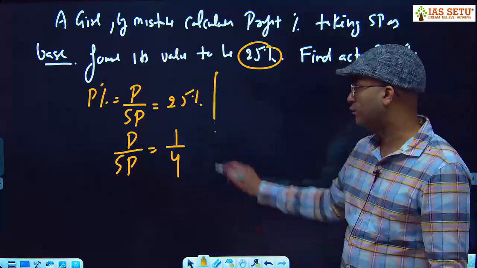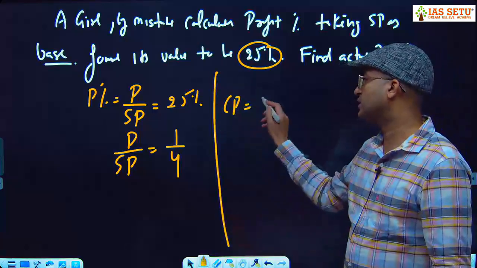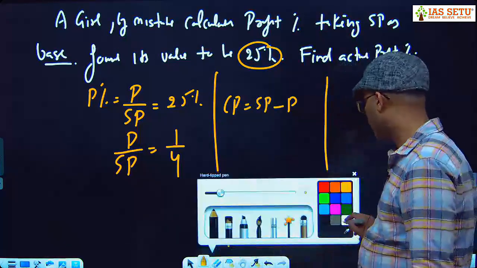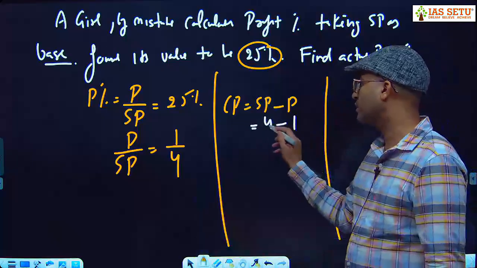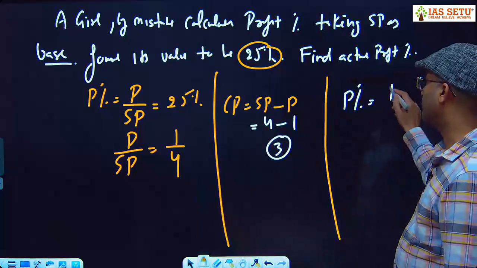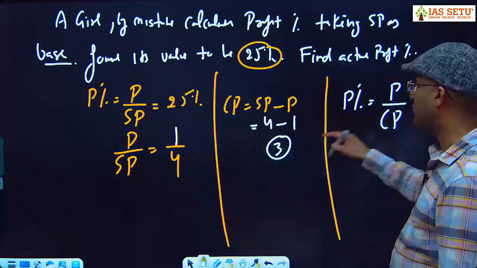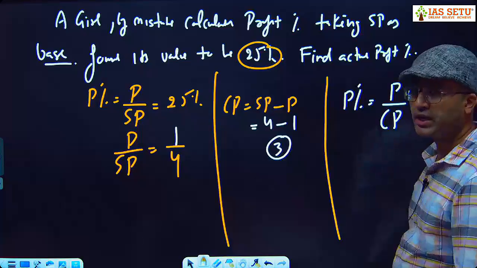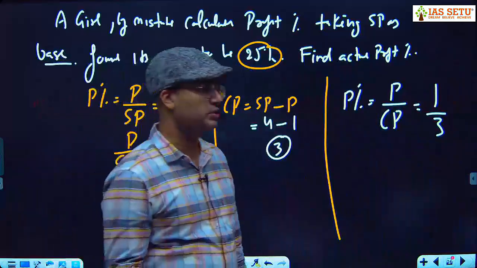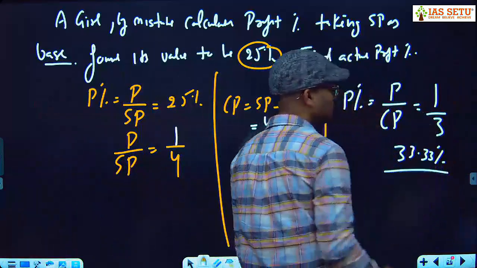Or if you want to remember, cost price is nothing but SP minus P. So what is selling price? 4. What is profit? 1. So what is 4 minus 1? 3. So what is the correct formula for profit percentage? P upon CP. You take profit value 1. And what is CP? 3. So what is your actual profit? 1 by 3. What is 1 by 3? 33.33%. So actual profit she has made is 33.33%.